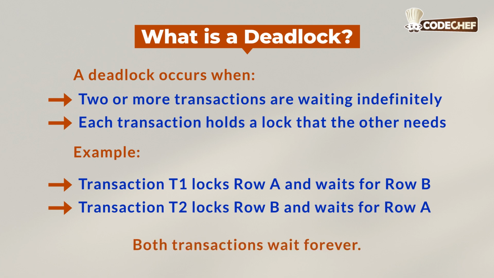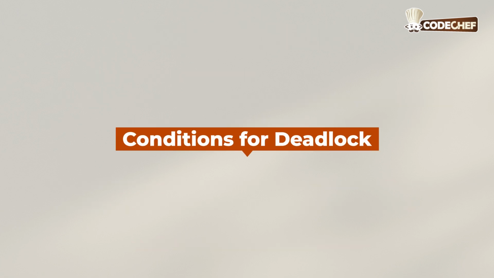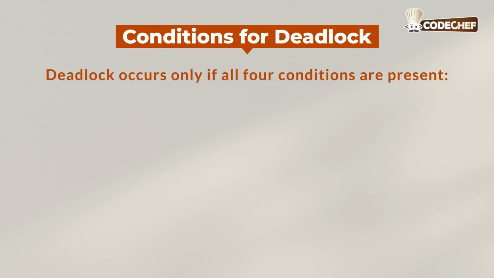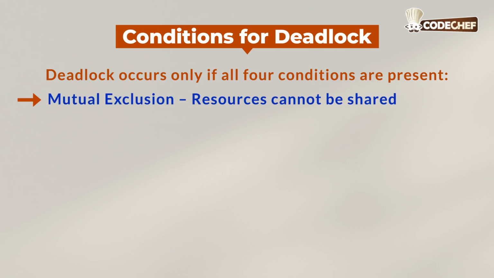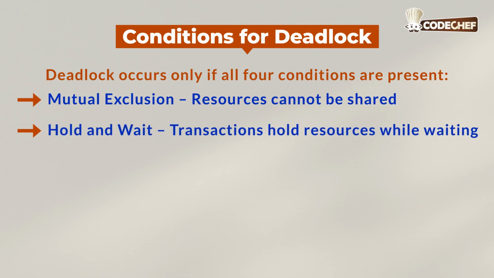Conditions for deadlock. Deadlock occurs only if all four conditions are present. Now let's see which are these four conditions. First, mutual exclusion. It means resources cannot be shared. Second, hold and wait. So transactions are holding resources while waiting for other resources to complete their execution, just like we discussed in the last example.